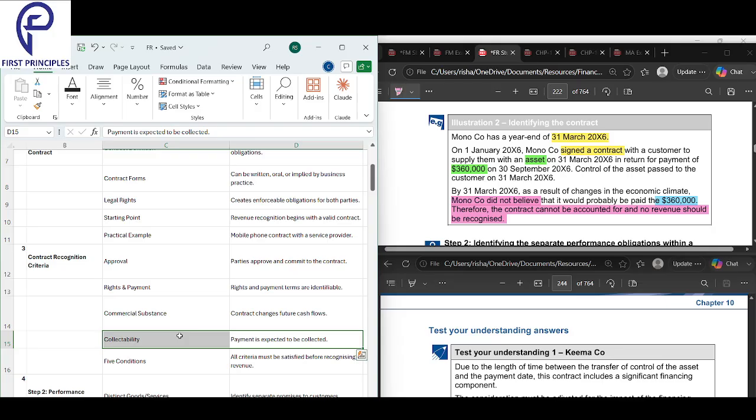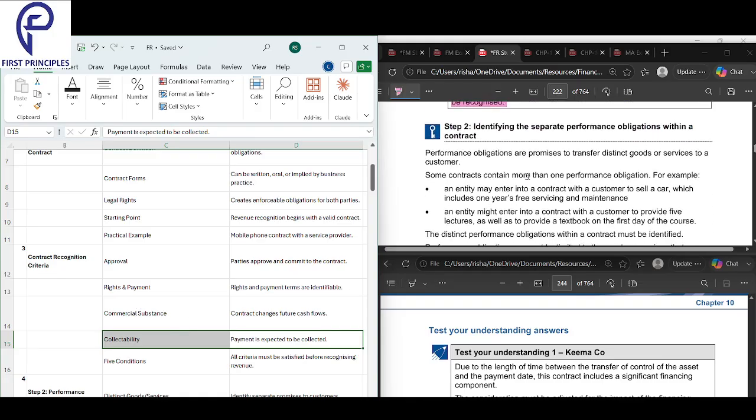Why are you not recognizing 360? Because he does not believe that it would be paid. He does not think that the customer will pay. And if the customer is not paying, you should not recognize. If it's not probable that the customer will pay, don't recognize this. Okay? So that is about this.